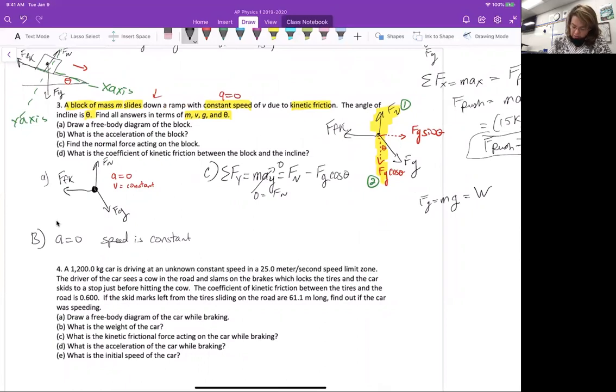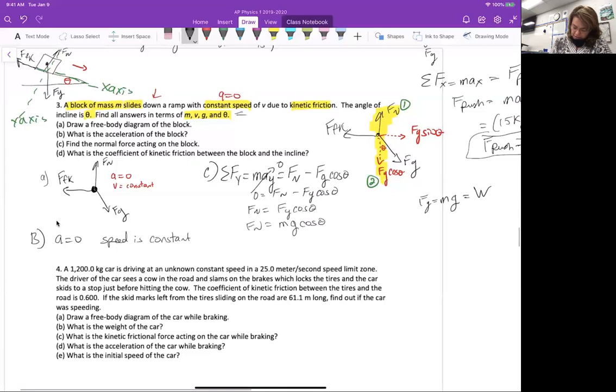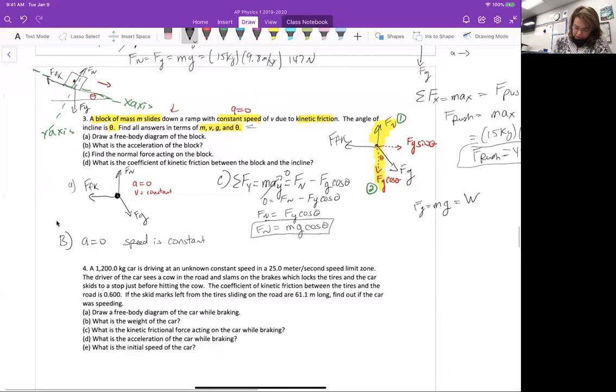I could feel it. Force normal minus FG cosine theta is equal to 0. So I know force normal is equal to FG cosine theta. That is equal to, well, I have the mass, mg cosine theta. Force normal. Now, are all those things allowed? Yes, there is my answer with the variables that they allow.